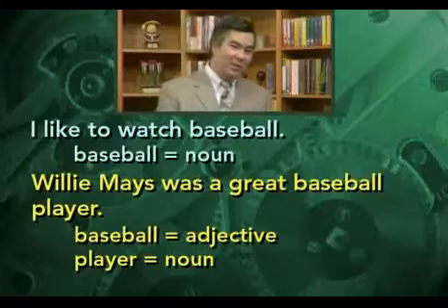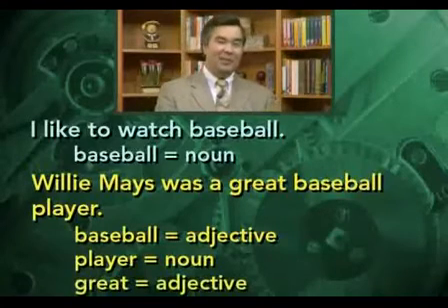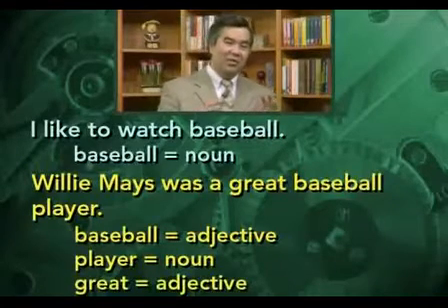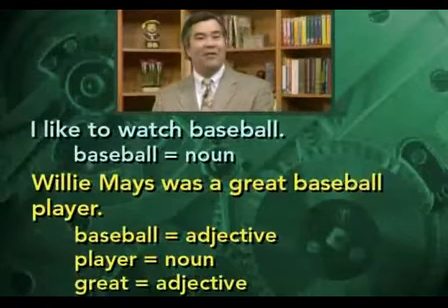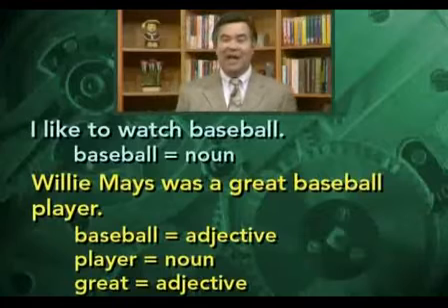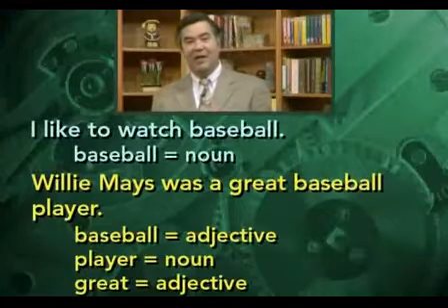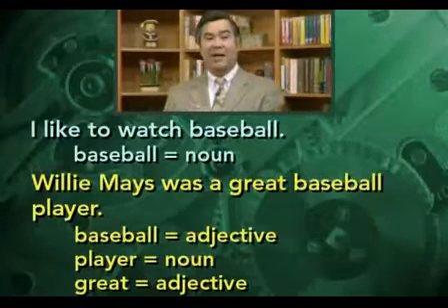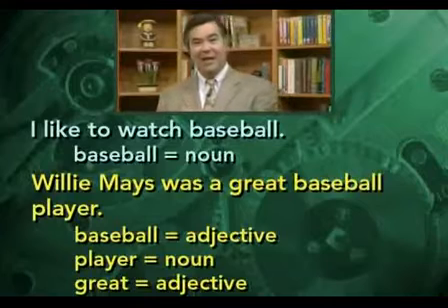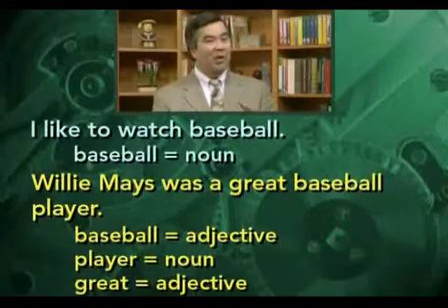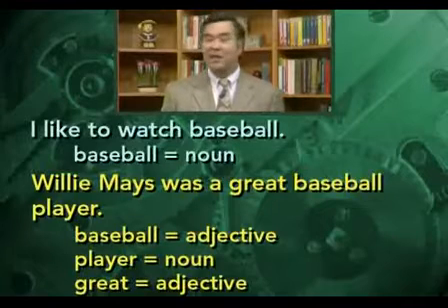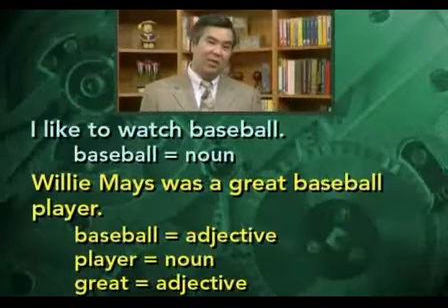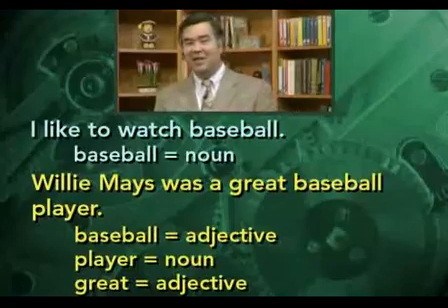He was a baseball player, and he was a great player. So those two adjectives, great and baseball, are being used to modify or give more information about the noun player. Player is a word describing a kind of person. It's a noun. And great and baseball are both being used as adjectives in this sentence. So the same word baseball, which was a noun in our previous sentence, is being used as an adjective here.